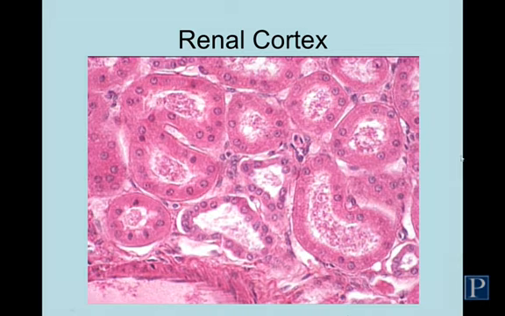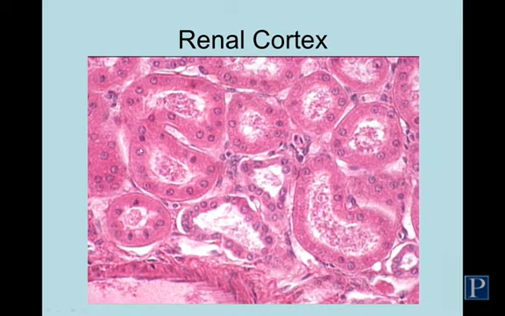This is also renal cortex, but you don't see a renal corpuscle in view here, but instead you see different sections of proximal and distal convoluted tubules. Now, because you don't see them directly attached to the renal corpuscle here, you have to rely on other characteristics to differentiate between them.